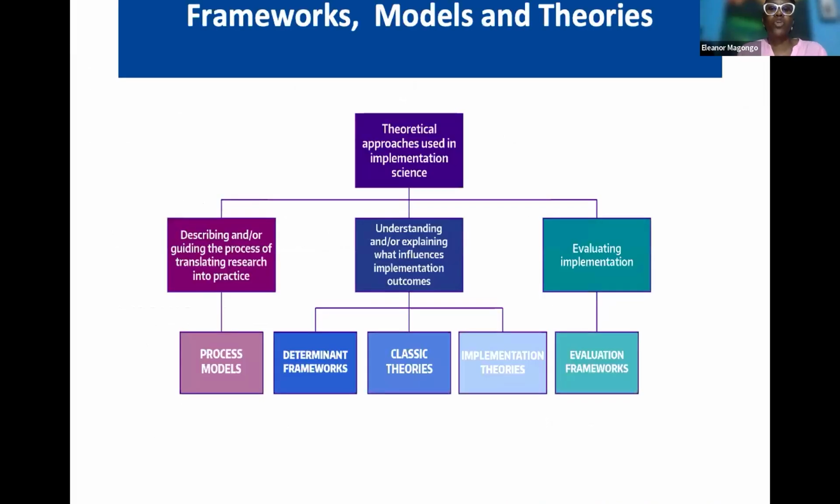So this is a schema that shows us some of the broad classifications of theories, models, and frameworks. So up here, we have theoretical approaches used in implementation science. And here we seek to understand or explain what influences implementation outcomes. And we can have determinant frameworks. So you're trying to determine what are the determinants of the problem that you have. We also have classic theories, implementation theories. We also have evaluation frameworks like the RE-AIM framework. An example of the determinant framework is the Consolidated Framework for Implementation Research, which we commonly call the CFIR model.